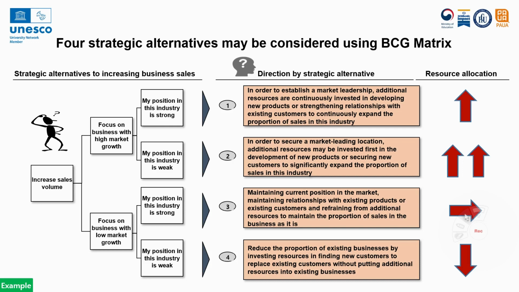The second option is to focus on business with high market growth where your position in this industry is weak. That's something similar to the question mark businesses. So once you can take a market leadership position in that industry, it will provide you a lot of rewards because the market is growing so fast.